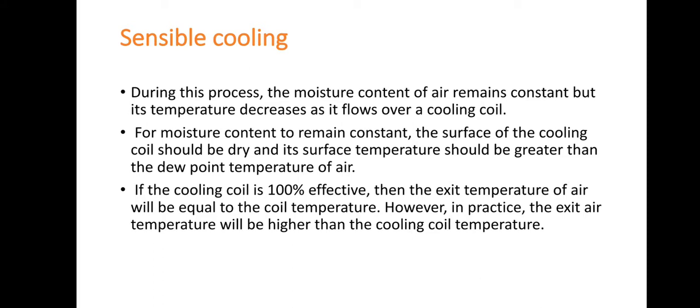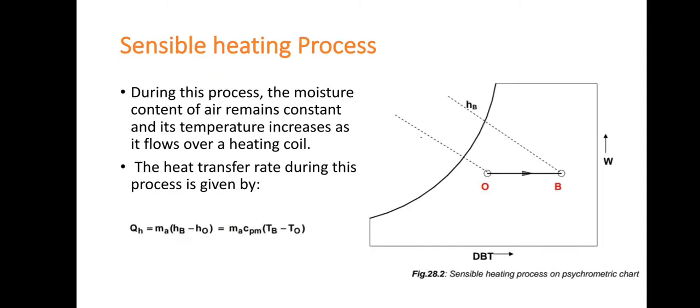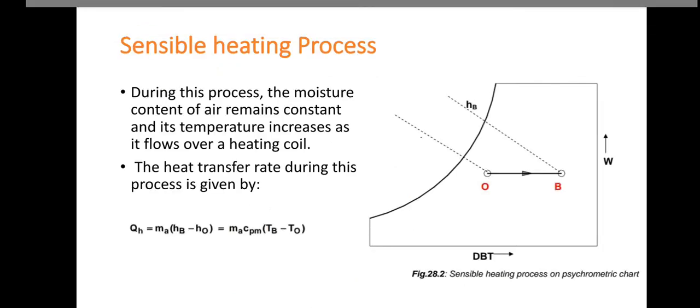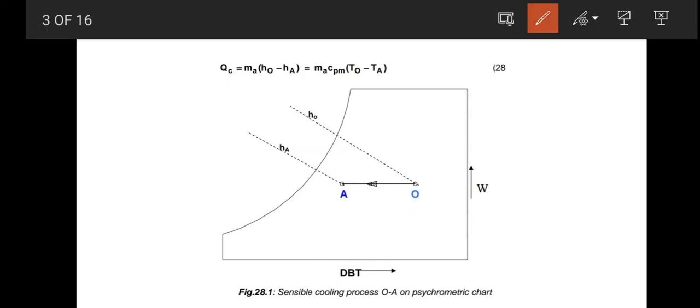If the cooling coil is 100% efficient, then the exit temperature of air will be equal to the cooling coil temperature. But in general practice, the temperature of the air will be higher than the cooling coil temperature. So we will plot this and see the sensible cooling process.